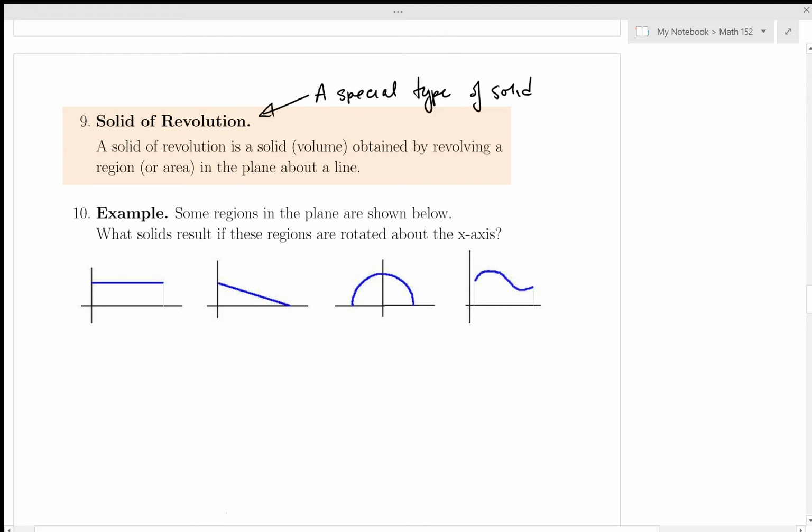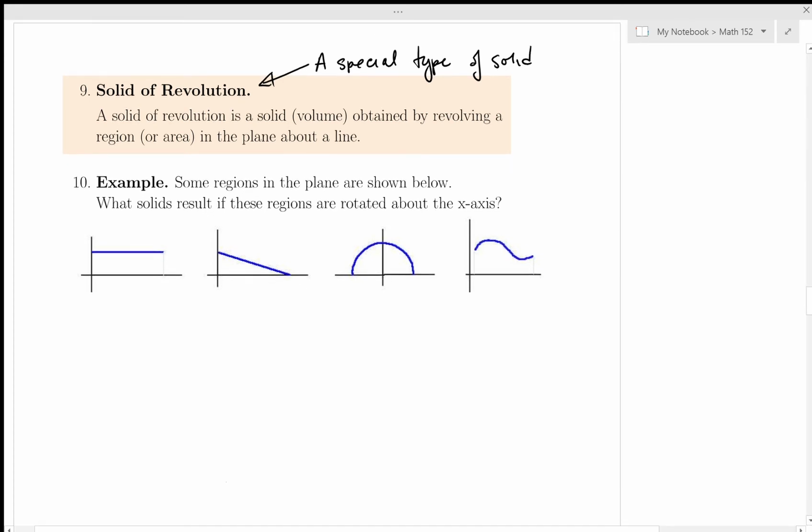Okay, so it's a subset of all the types of solids. Not all solids are solids of revolution, but ones that we form by rotating a function value around a specific line. So we're going to see what happens here.